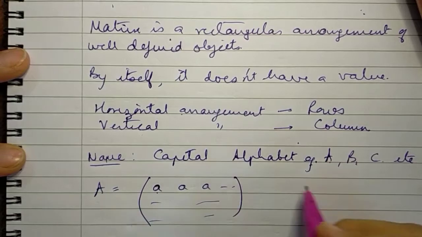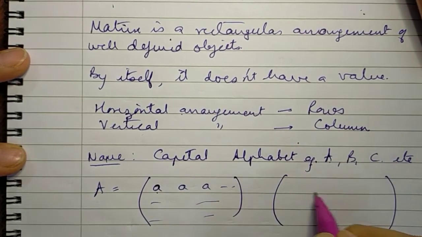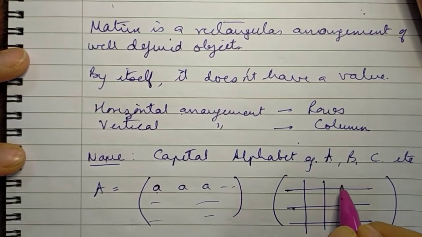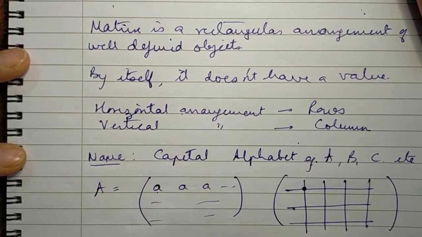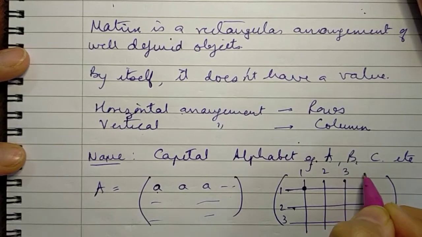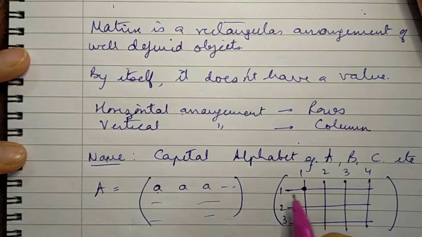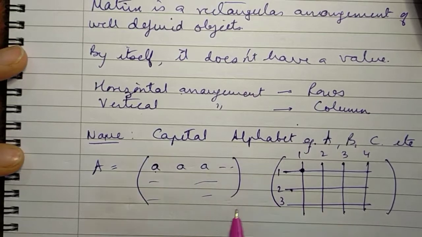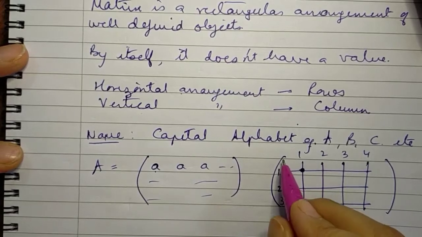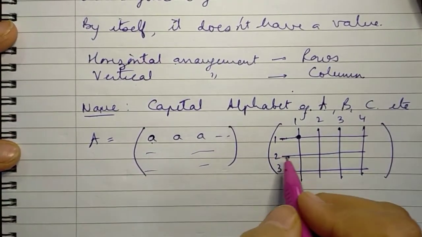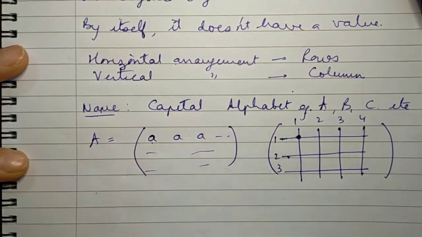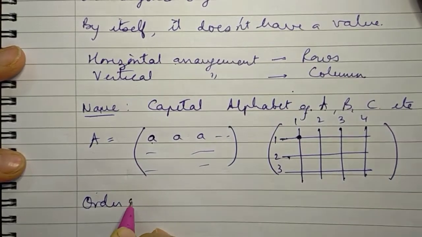For example, suppose we have a matrix having 3 rows, 1, 2, 3 rows and 4 columns, 1, 2, 3, 4. Now this position, this is 1, 2, 3 rows, and this is 1, 2, 3, 4 columns. So this position, we always write the position of the row first, followed by the position of the column. So first of all, before talking about the position of an element, we talk about the order of a matrix.